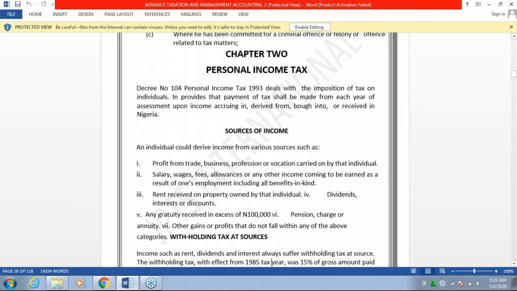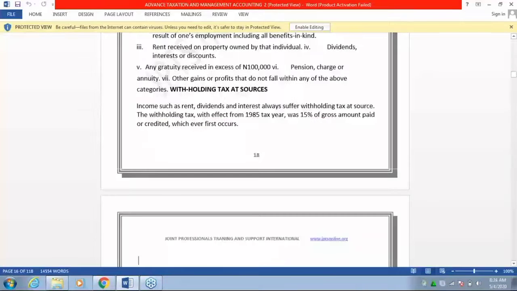Then number 4 is dividends, interest, or discount, which is also taxable. And at the same time, any gratuity received in excess of 100,000 naira is also a source of income that is taxable. Pensions, charges, or annuity, and other gains or profit that do not fall within any of the above categories are the sources of income.